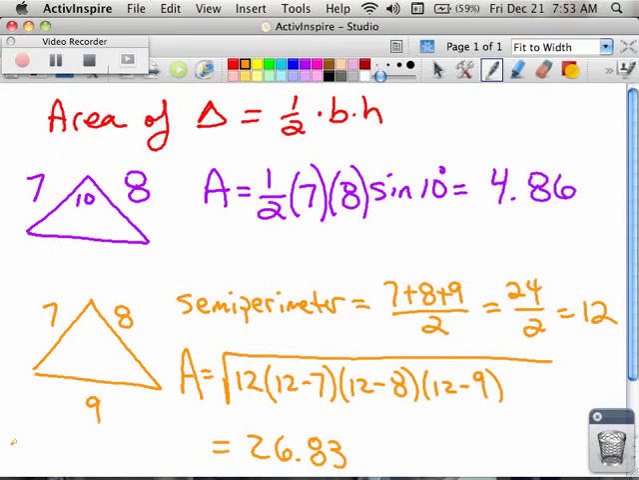So these two formulas, the first one is when you have two sides and the included angle, 1/2 times the two sides times the sine of the angle that's included in between them. The second one is if they give you all three sides of a triangle, you find the semi-perimeter, that's halfway around, and then it's the square root of the semi-perimeter times the semi-perimeter minus one side, minus the other side, minus the third side, take the square root, and that's your area.